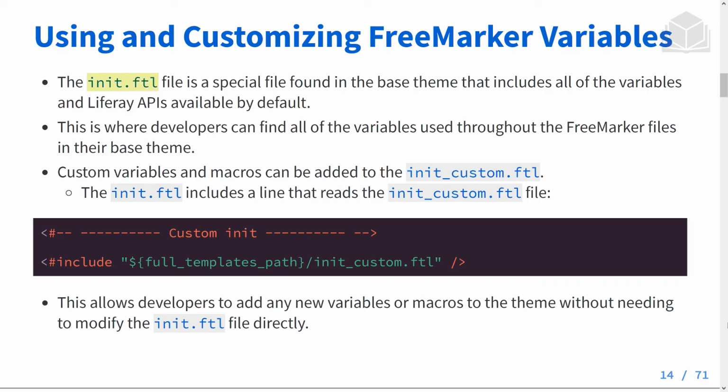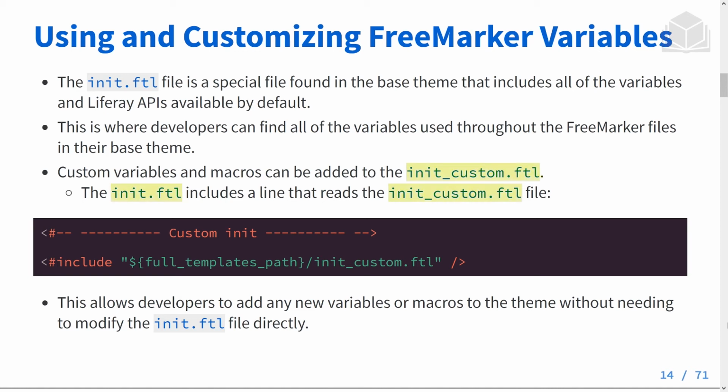There are many FreeMarker variables that are provided by default for you to use within Liferay. The init.ftl file is a very special file found in the base theme that includes all of the variables and Liferay APIs available to you. This is where developers can find those variables used throughout FreeMarker files in their base theme.